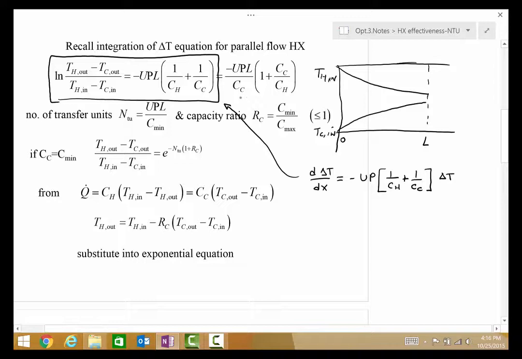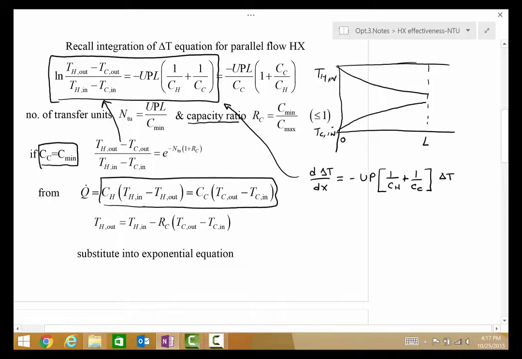If we simply factor out CC, then I hope you see that we have 1 plus CC over CH. That ratio is called the capacity ratio, so it's C min over C max. And NTU, of course, is the number of transfer units. So for the case that C cold is the minimum, we have that TH out minus TC out over THin minus TCin, which is really the argument of this log, is equal to the exponential of minus NTU times 1 plus this capacity ratio.